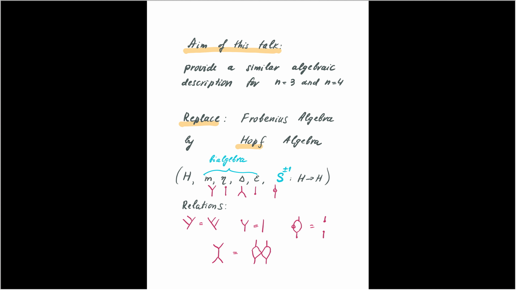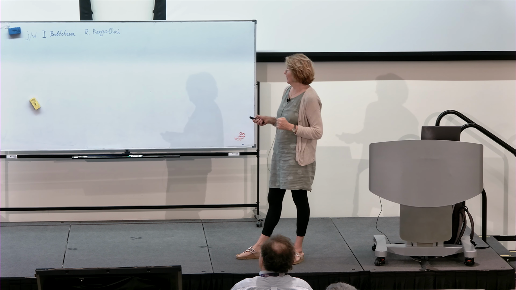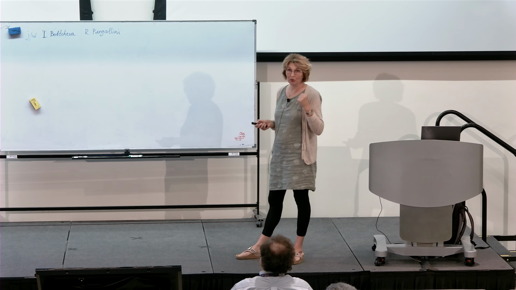It's an algebra, so you have a unit and associativity. The delta and epsilon, it's a co-algebra, so you have a co-associativity and co-unit. And then all this together builds a bi-algebra, so you have some compatibility of multiplication and co-multiplication. So this is this picture.